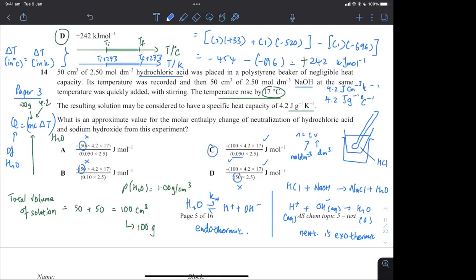So you don't have this A, B, C, D in your paper 3 or in your paper 2. So you got to know how to set up your question properly before you start pressing your calculator. So I hope that helps.